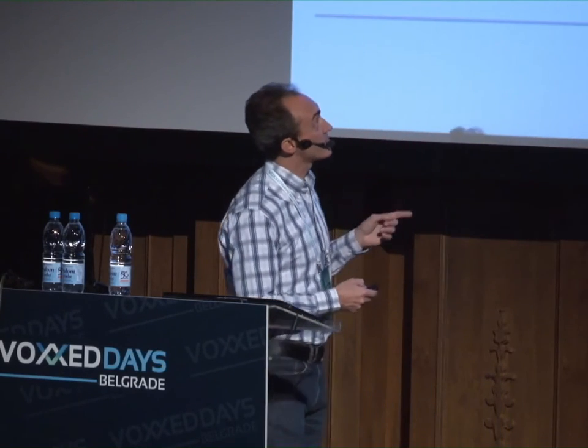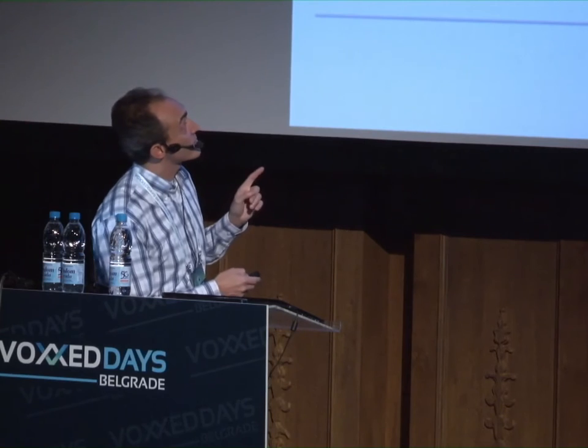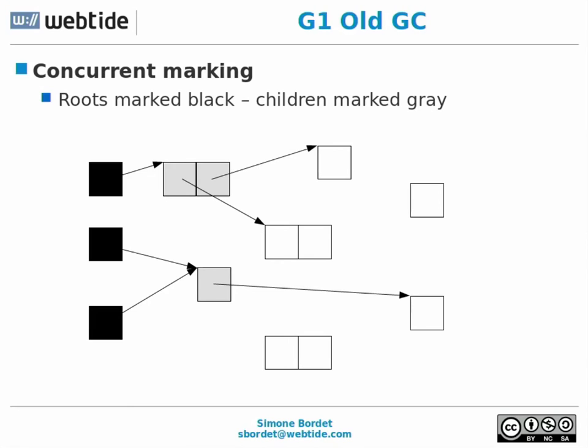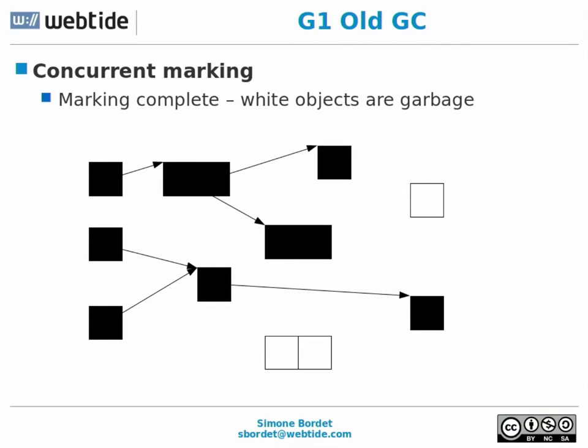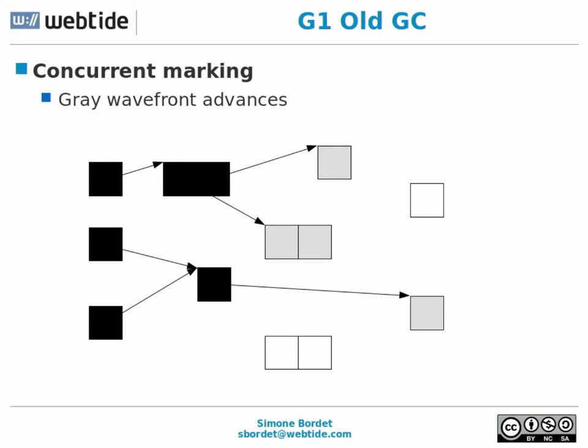The other thing that you could have noticed, if you start from here, is that there is a gray wavefront that advances, followed by the black objects. And the key thing is that there is never a pointer that goes from a black object to a white one. If that happens, then that's a big problem. And we will see in a second why.